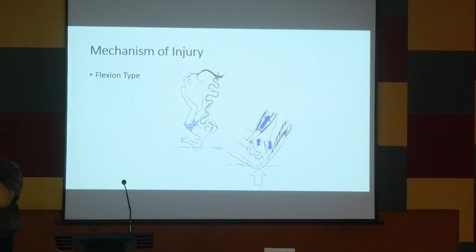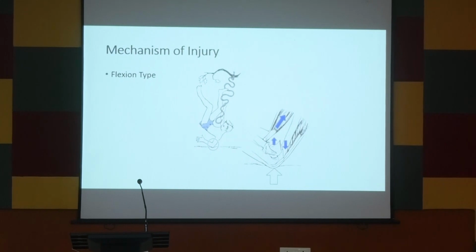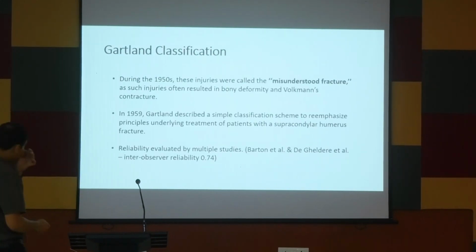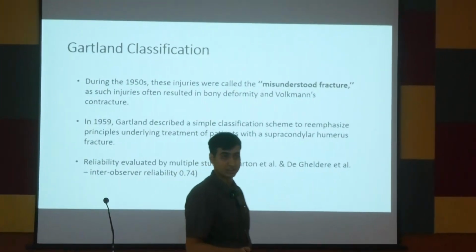So the basics of supracondylar till now we know is an extraarticular fracture, mostly occurring through the olecranon fossa, and it has two types, extension type and flexion type, out of which extension type is the most common type. Okay. Now most important thing after this for you guys is the classification.